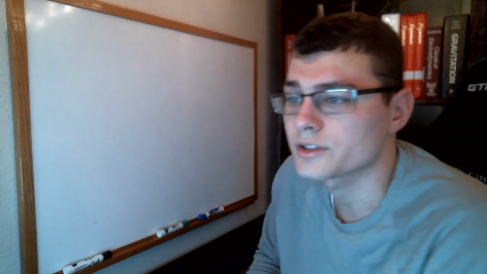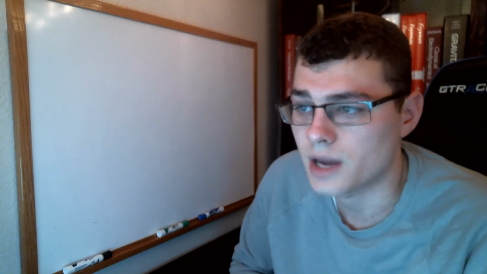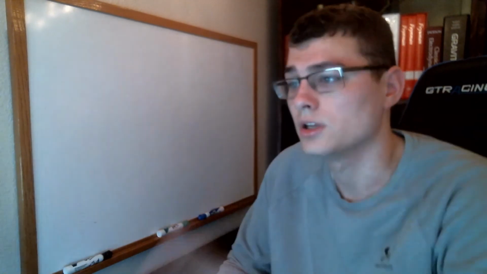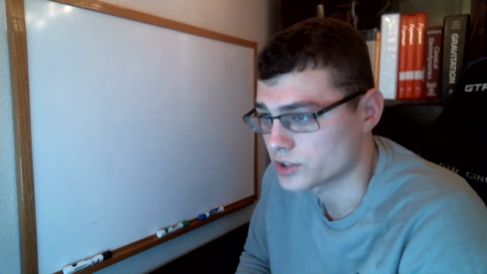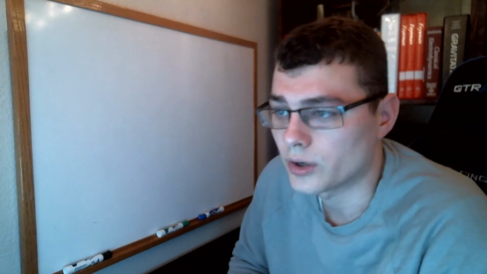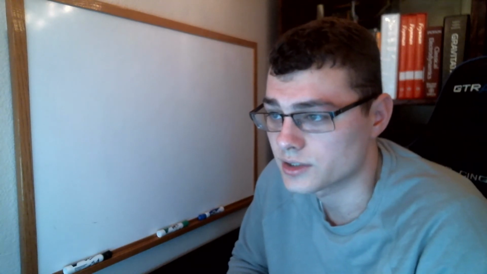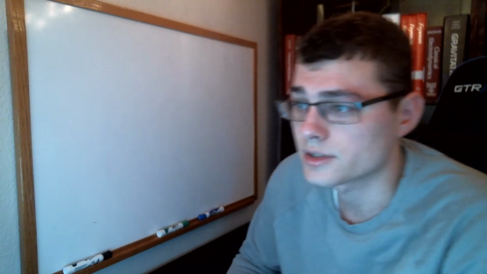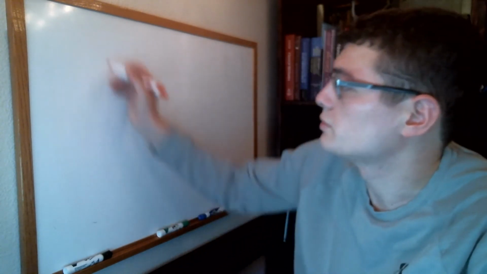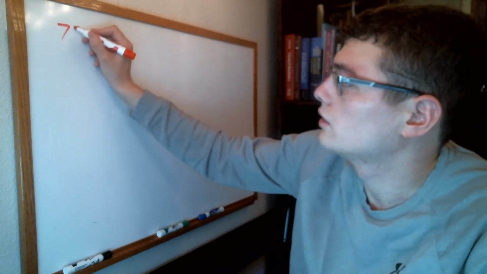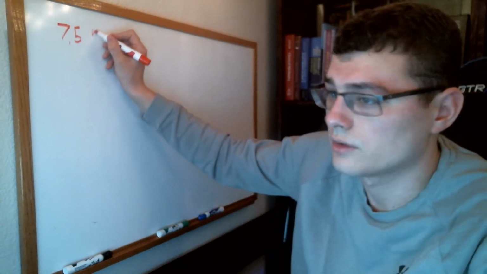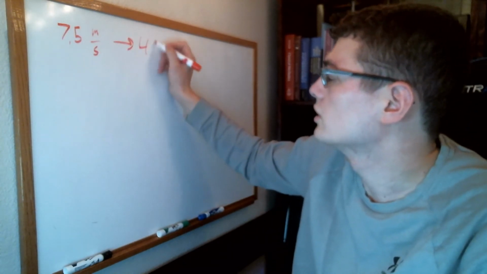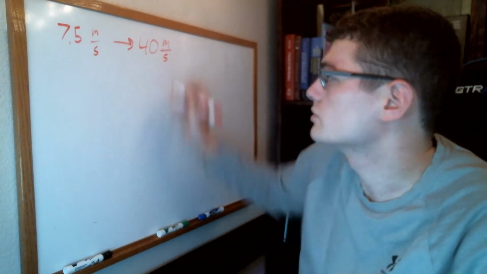Okay, so next up we have, in a slap shot, a hockey player accelerates a puck from an initial velocity to a final velocity in one direction. So part A says if this shot takes a certain time, calculate the distance in meters over which the puck accelerates. So we're going to accelerate this puck from 7.5 meters per second to 40 meters per second. I'm going to choose those as our values.